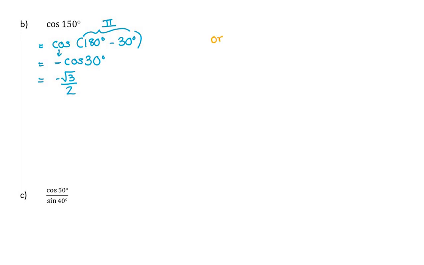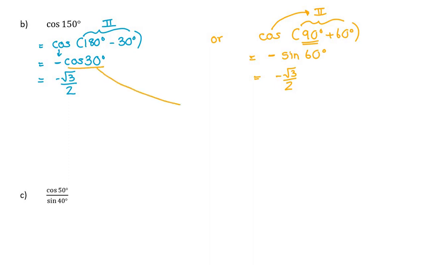Now that's not the only way to do it. I could have rewritten 150 degrees as 90 degrees plus 60. Now this is still in quadrant 2, and cos in quadrant 2 means this will reduce to a negative. However, because we're working from 90 degrees, my ratio will swap to its co-ratio, which is sine. So I get negative sine of 60, which is also negative root 3 over 2. So notice cos of 30 is called a co-ratio with sine of 60, because 60 and 30 make 90. So there's my connection.